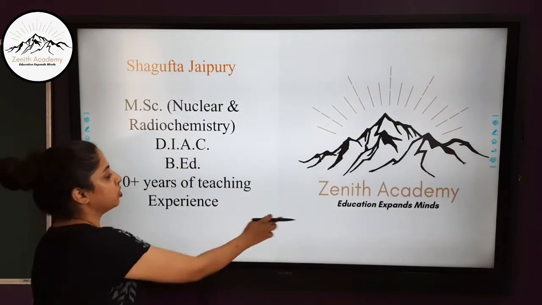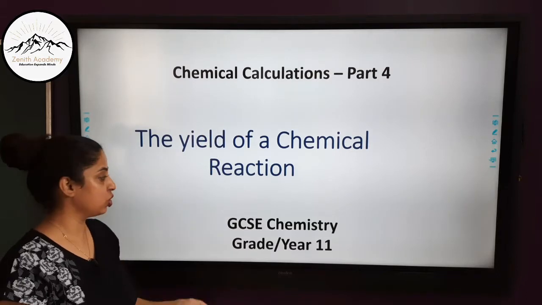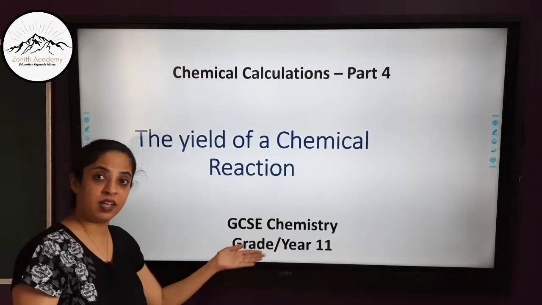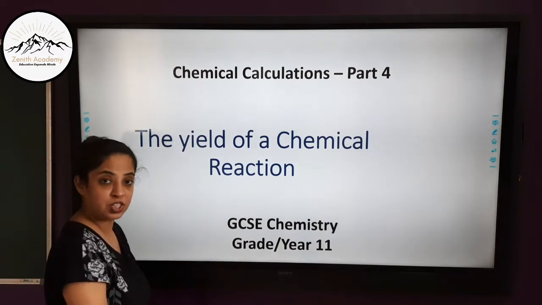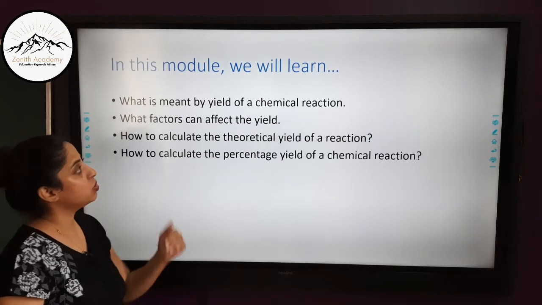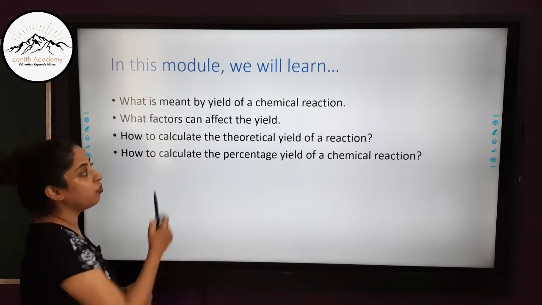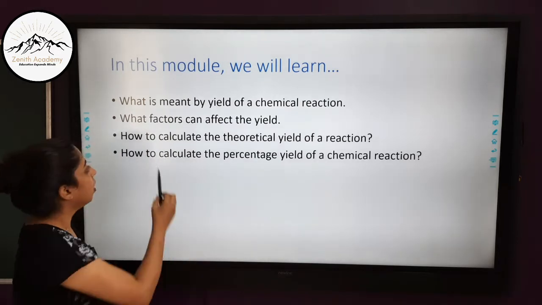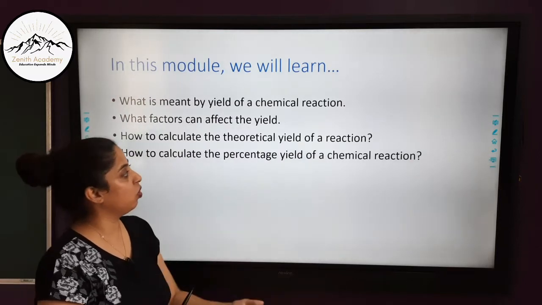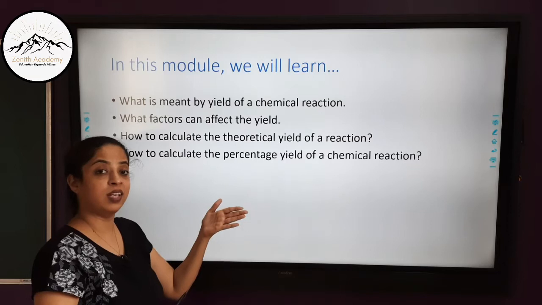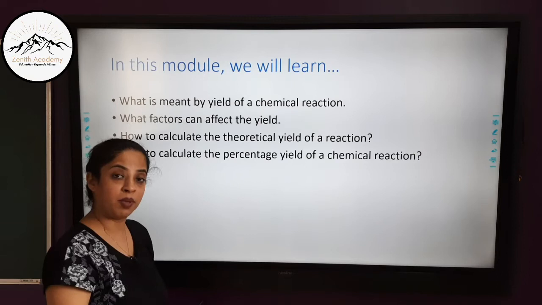My name is Shagufta Jaipuri, and we are on part 4 of the chapter Chemical Calculations for GCSE Chemistry Year 11. And in this part, we'll be talking about the yield of a chemical reaction. Now, in this module, we'll learn what is meant by yield of a chemical reaction, what factors affect the yield, how to calculate the theoretical yield of a reaction. I'll tell you when we go ahead what is the difference between theoretical yield and actual yield, and how to calculate the percentage yield of a chemical reaction.